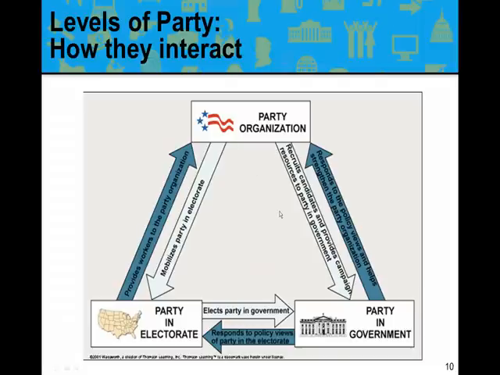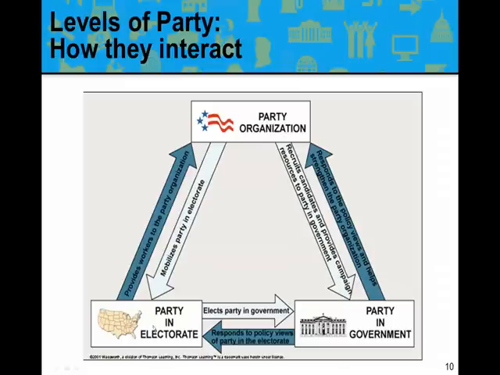And then this right here is important to show you how these different party levels interact with one another. So the party as an organization recruits candidates and provides campaign resources to parties in government. Okay, so the party organization is going to help out those elected officials by recruiting candidates and providing campaign funds. In response, the party in government responds to the policy views and helps strengthen the party organization. So these two things work hand in hand.